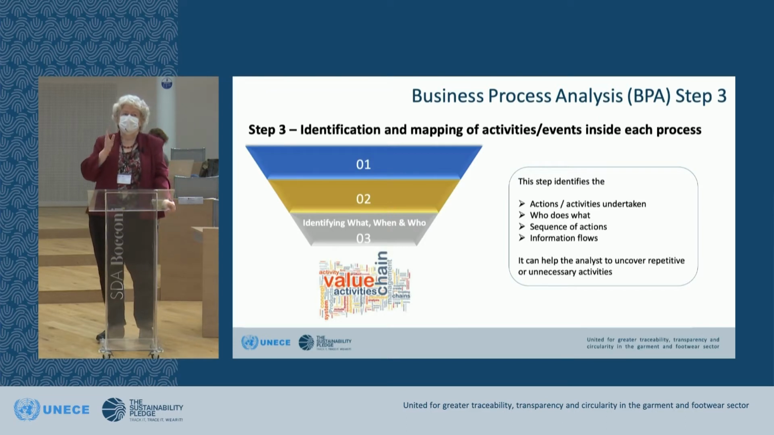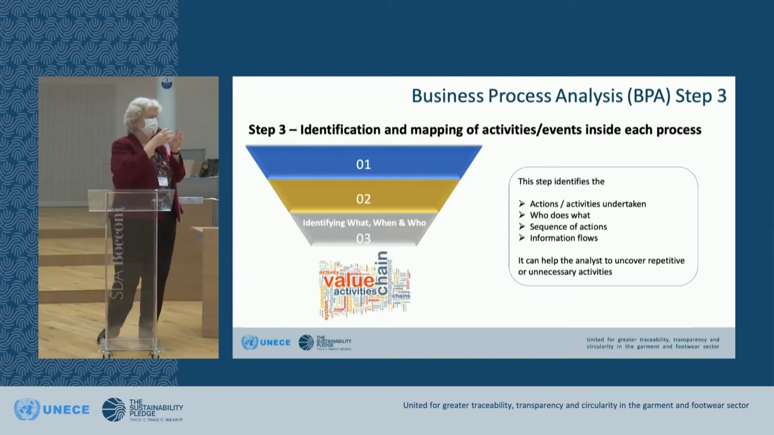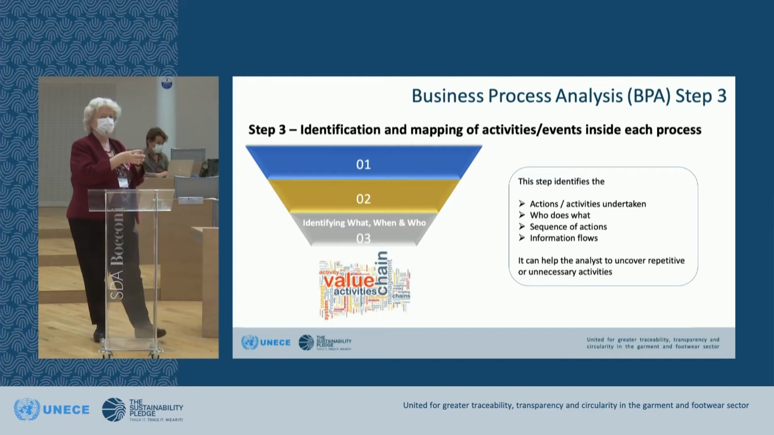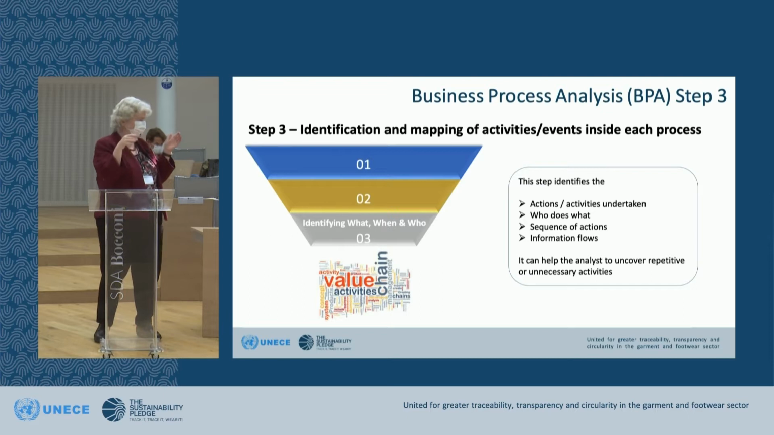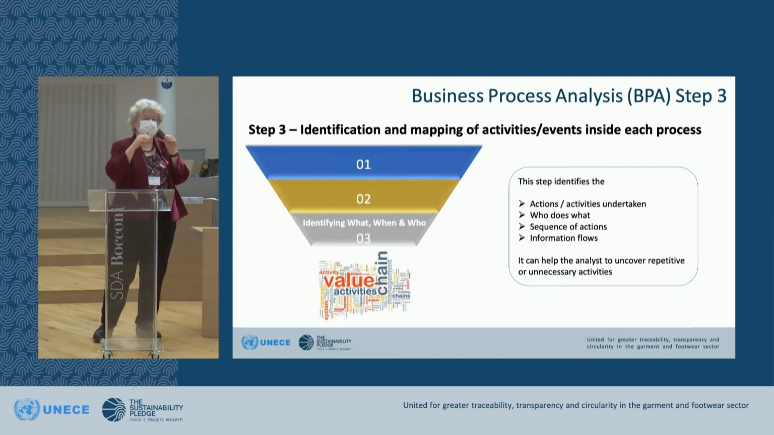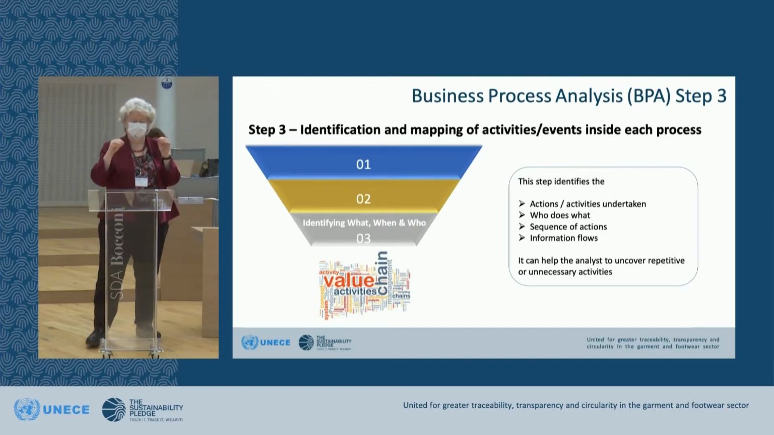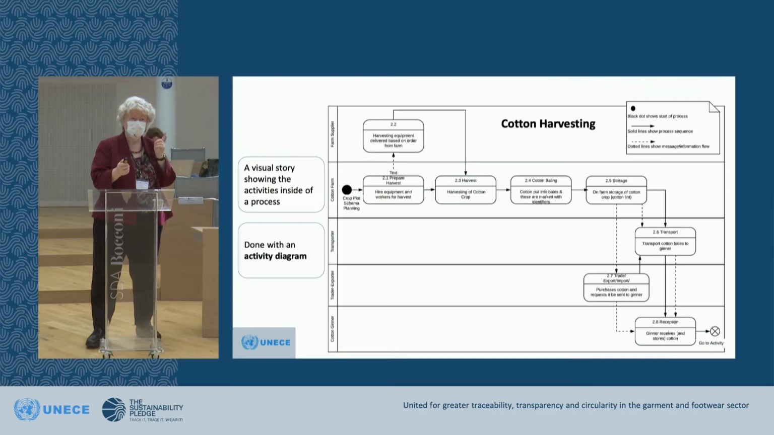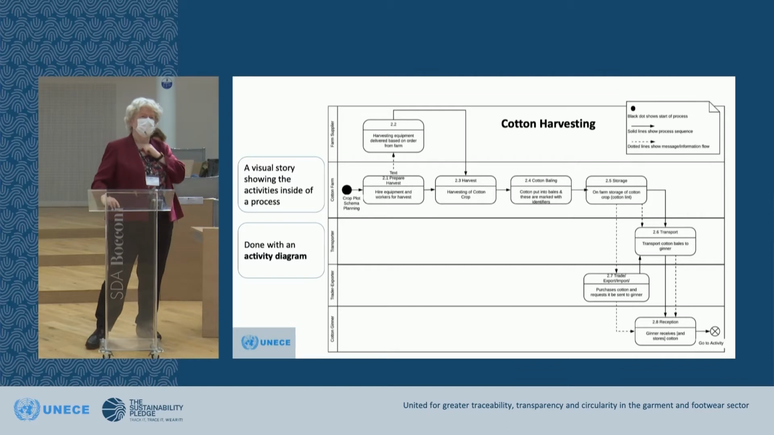The next step is the identification and mapping of the activities. And this results in what are called activity diagrams. Here you want to identify the clearly separate activities, who is doing what inside of each activity, the sequence of activities, and the information flows. And that results in a diagram that looks like this.